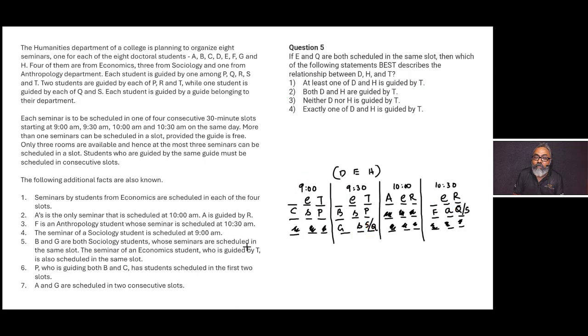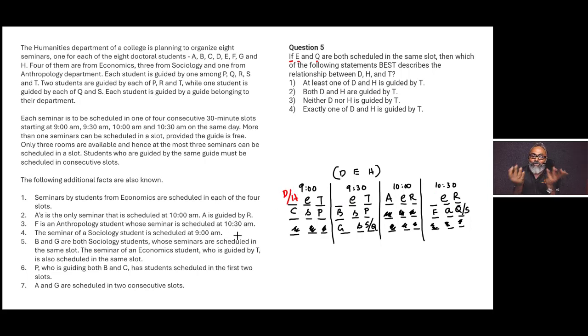Let's look at the next question. Let's see another if condition. If E and Q are both scheduled in the same slot, now there are two possibilities. E can be here, Q can be there. E can be here, Q can be there. So those are the two possibilities, which means one of them has to be here.